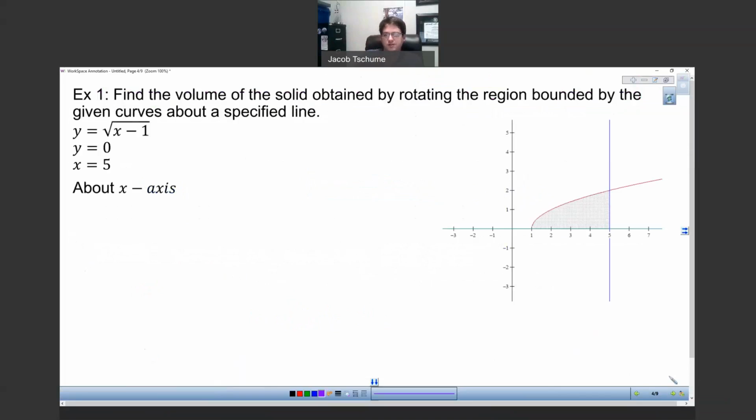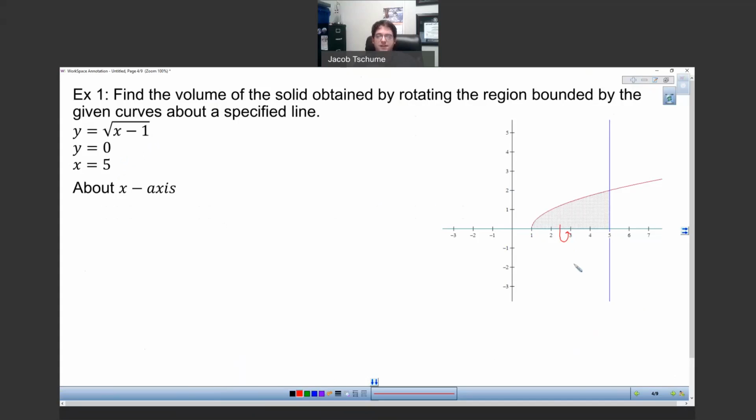So let's look at our first example. I want you to find the volume of the solid obtained by rotating the region bounded by the given curves about a specified line. That's going to be the same instructions for every problem we do today. If you're given the function y equals the square root of x minus 1, and it's bounded by y equals 0 and x equals 5, you get this little black shaded region. We want to revolve this region around the x-axis.